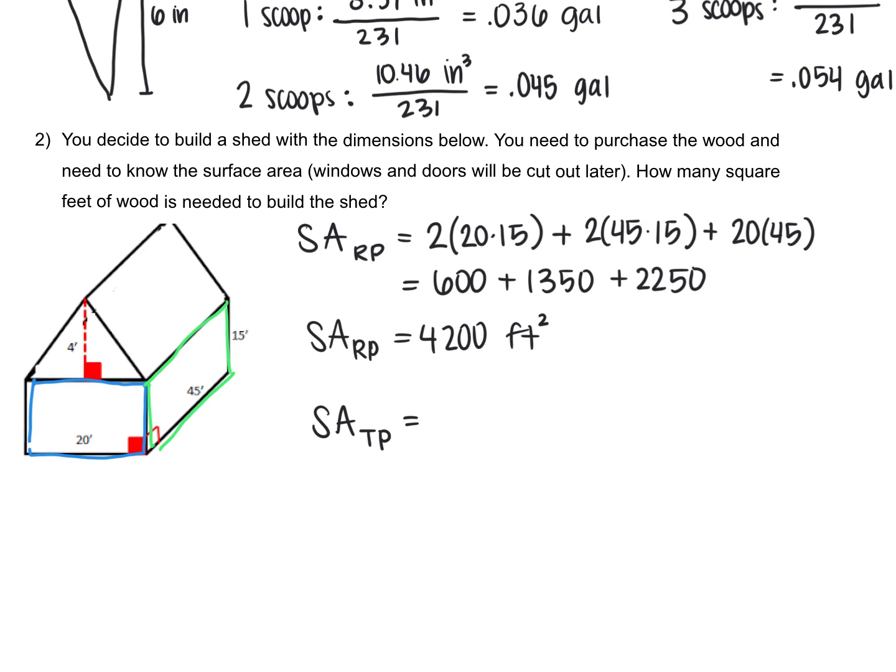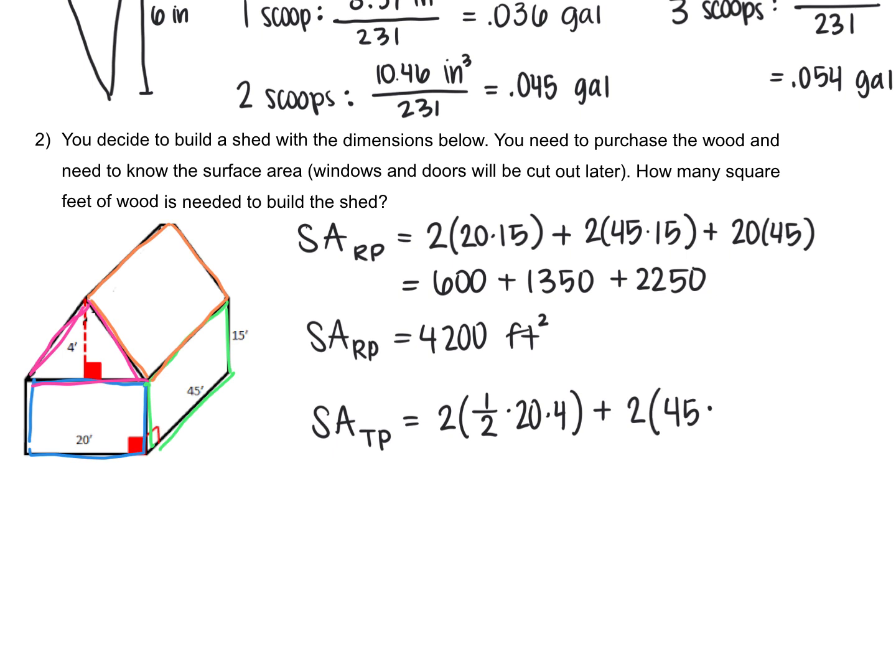So for that figure, we have our triangle base, and there are 2 of those. So we'll do 2, and then area of the base, 1/2 times my base, which is 20, times my height, which is 4. And then there are only 2 rectangular sides that we have for our triangular prism. We have the sides of the roof, and there are 2 of them that are exposed. So for their area, we'll have 2 times, and then we have the one side that is 45.